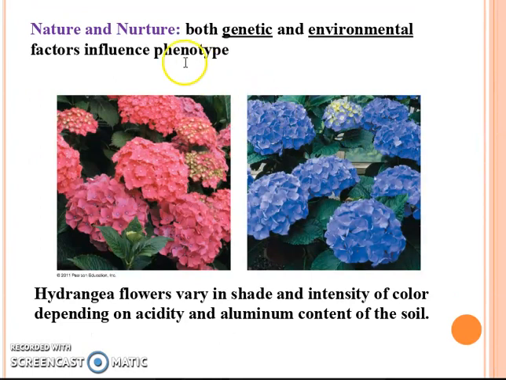This right here is talking about nature versus nurture. Genetic and environmental factors can influence phenotype. Depending on the acidity of soil, it can actually change the color of these plants because it's turning certain genes on or turning certain genes off.